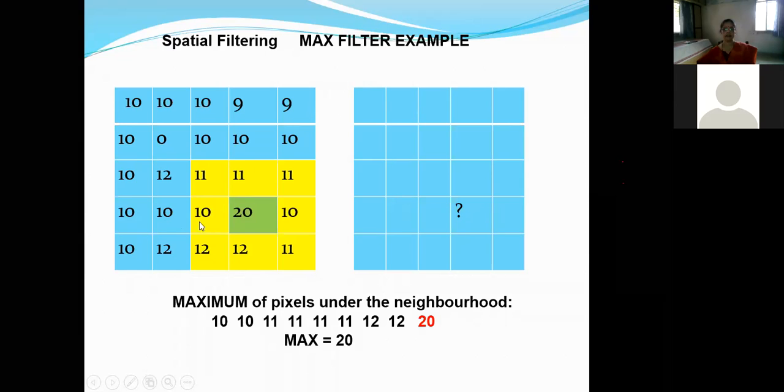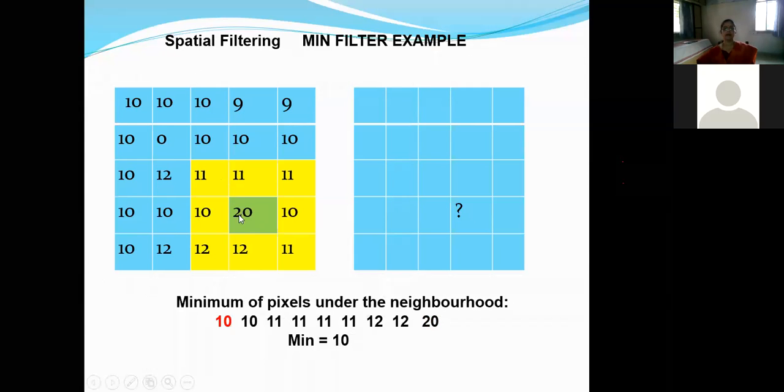Yes, Sharan, your answer is correct. So if we apply maximum filter for this 3 by 3 neighborhood, again maximum value is 20. If you arrange these values, maximum value is 20. So you need to replace this value by 20. Yes, Keshav, Sai, your answers are correct.